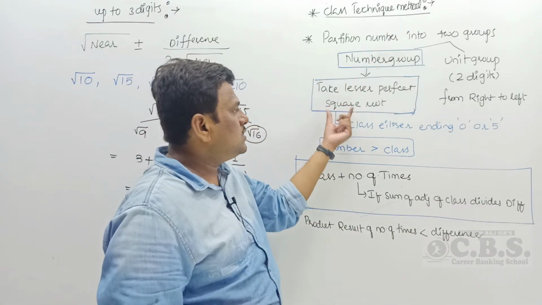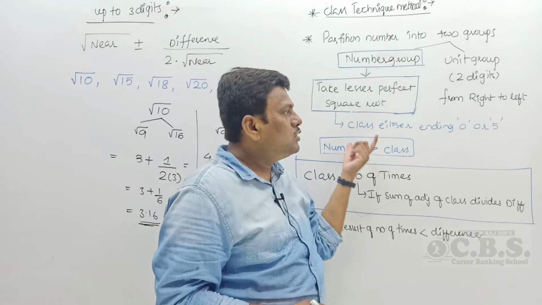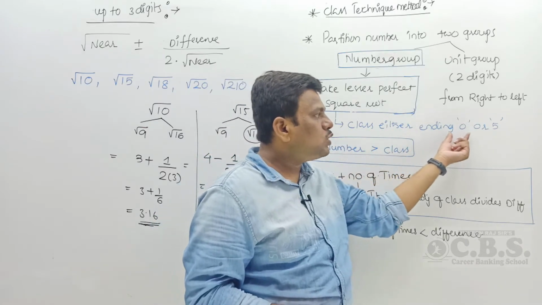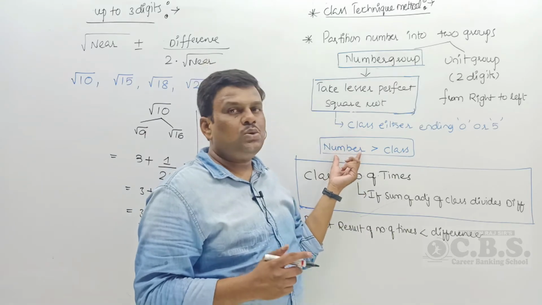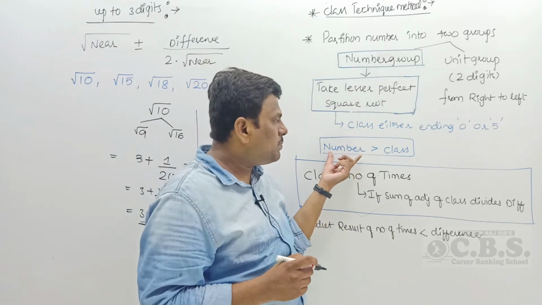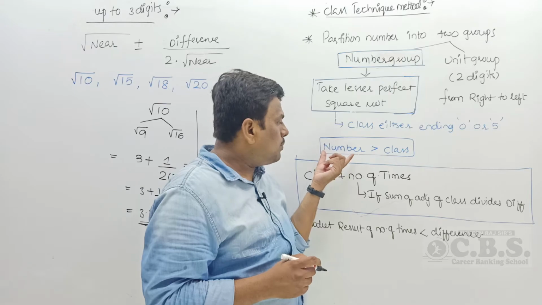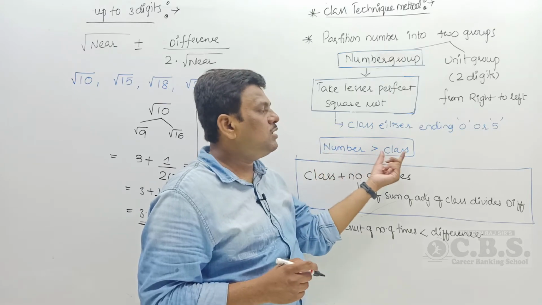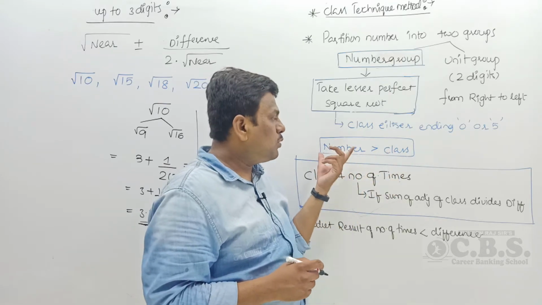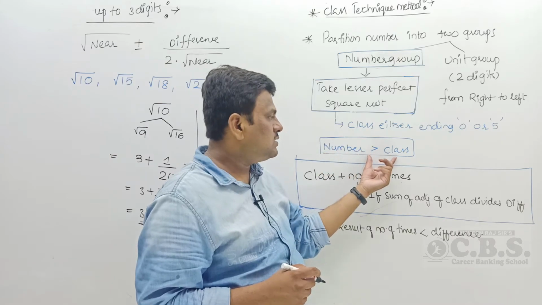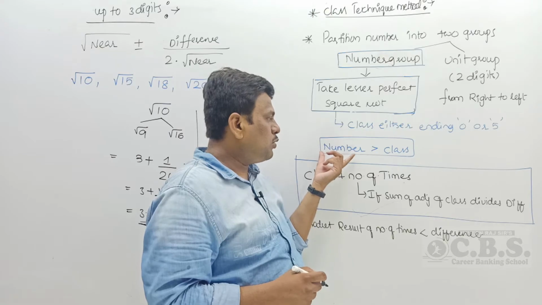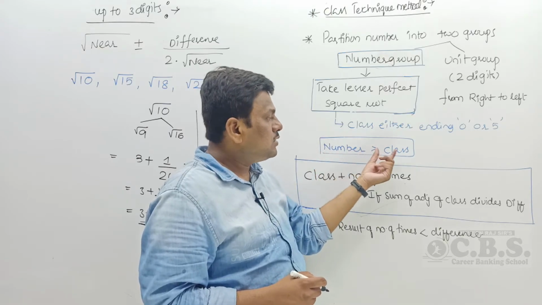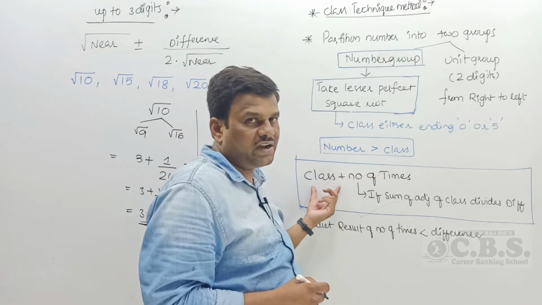Okay, this is how to identify the class. The class ends with either 0 or 5. Which class you prefer to take depends on this condition: the given number must be more than the class. Okay, the given number compulsorily must be more than the class. That class is our final class.